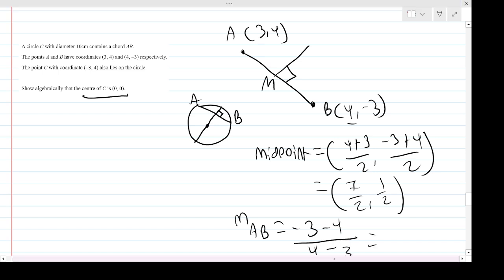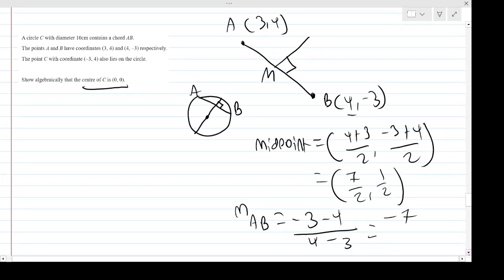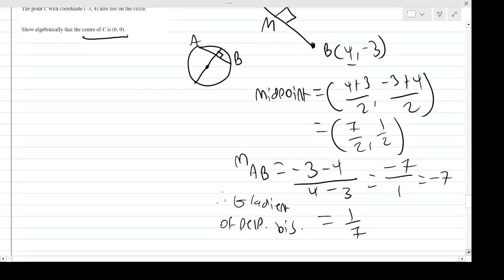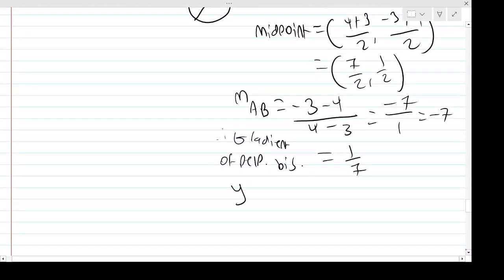That goes to minus 3 minus 4 is minus 7. 4 minus 3 is 1, so it's just simply minus 7. Okay, so if the gradient of AB is minus 7, that means the gradient of the perpendicular bisector is equal to, well, the negative reciprocal, right? So negative of negative 7, that's positive then. Two negatives make a positive. Then flip the 7, it will be 1/7. Okay, that's the reciprocal. Cool.